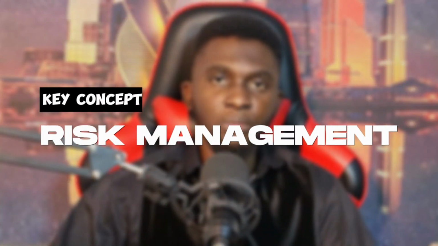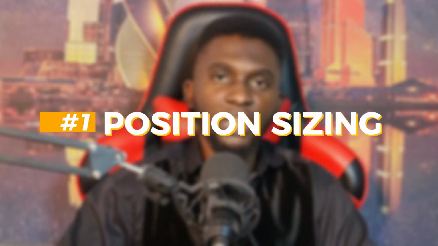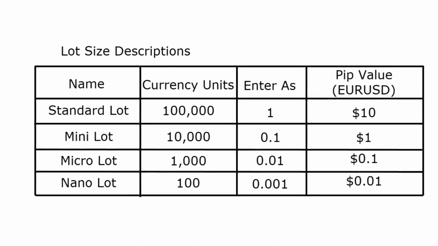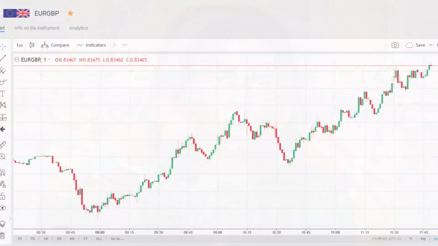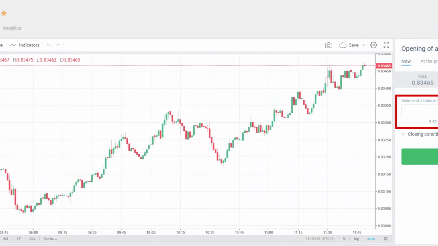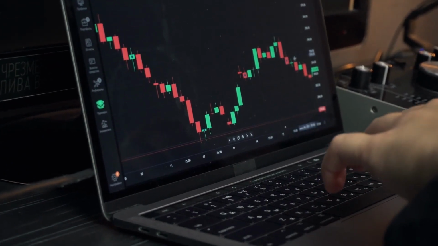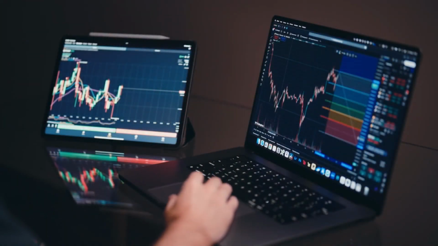Alright, so let's talk about key concepts of risk management. Number one is position sizing. Position sizing refers to how many lots or units of currency you are trading in a single transaction. It determines how much money you are putting on the line in each trade. Getting your position size right is crucial because it helps you control your risks and protect your trading account.